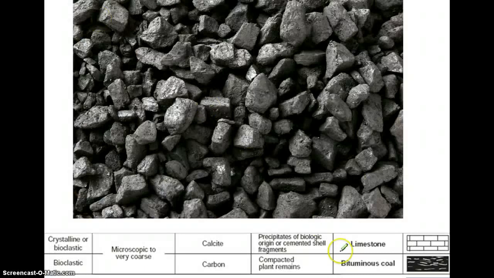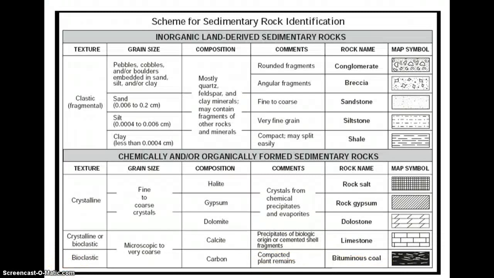And then the final rock on here is bituminous coal, which is basically formed from dead plant remains, which have been compacted over millions and millions of years. So much pressure has basically turned the plants into coal. So again, it has a bioclastic texture. So those are all of your sedimentary rocks. We'll spend the next couple of days looking at them. You're going to be making observations. You're going to be figuring out how to identify them by looking at the clues that you see here on this chart.